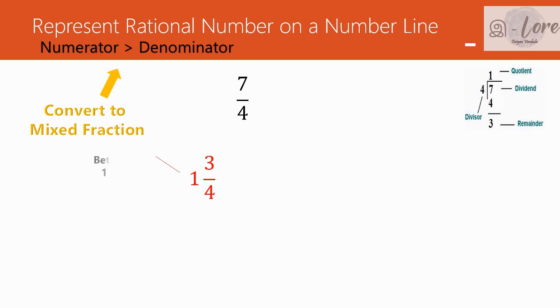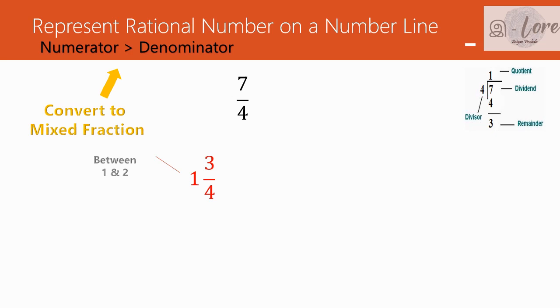Each part of the number tells how to represent 7 by 4. The whole number tells us the position of the number. 1 is the whole number, so it starts from 1, and the fraction 3 by 4 means it is represented close to the next whole number, 2. So this number lies between 1 and 2.